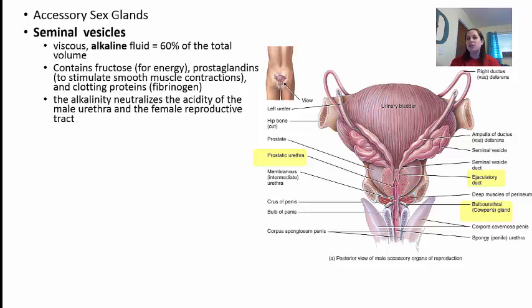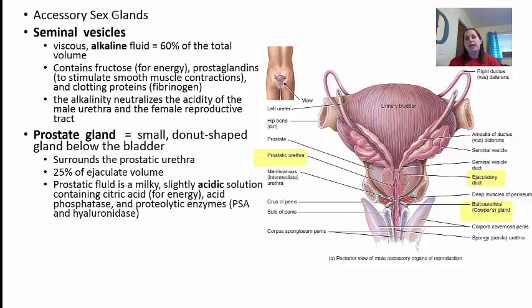There are clotting proteins located here called fibrinogen, so this is why after semen has been ejaculated, it starts to kind of clot up and clump up, and the whole purpose of that is to help protect the male sperm for a while, because once inside the female's body, it's a very hostile environment for the sperm. The sperm only has 3 days to find the egg before the female's body kills and destroys the sperm. The alkalinity will not only neutralize the acid in the male urethra from the urine, but it also will help with the female reproductive tract as well, help with protection.